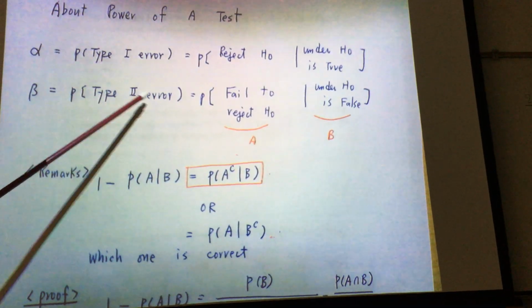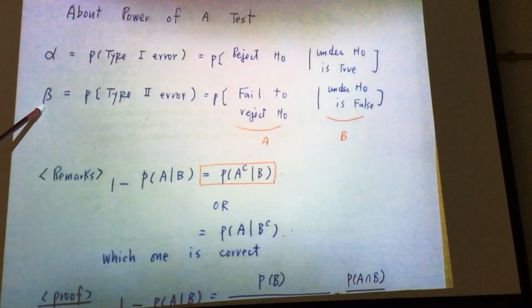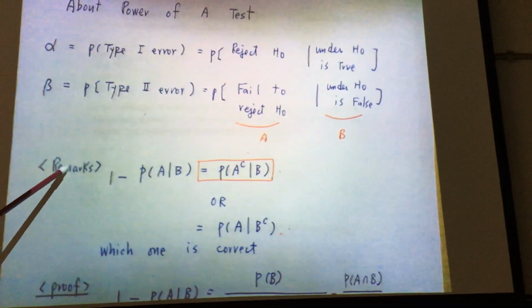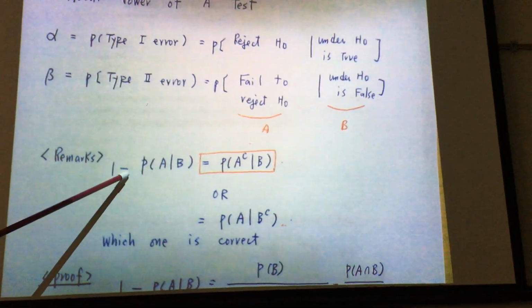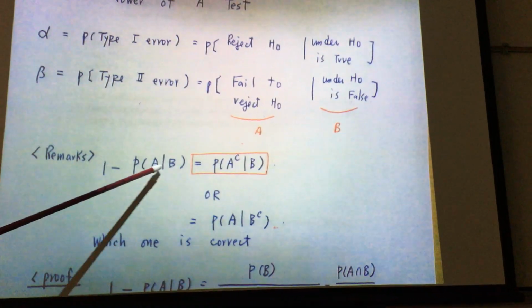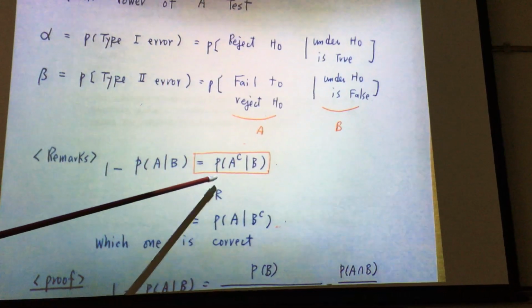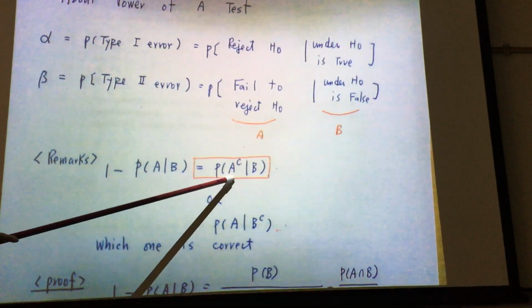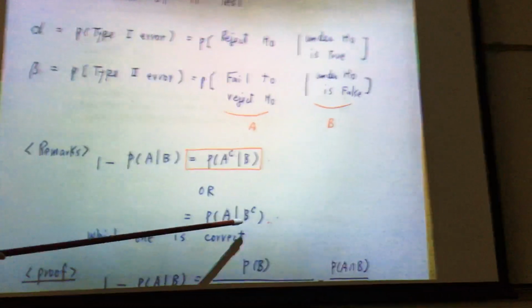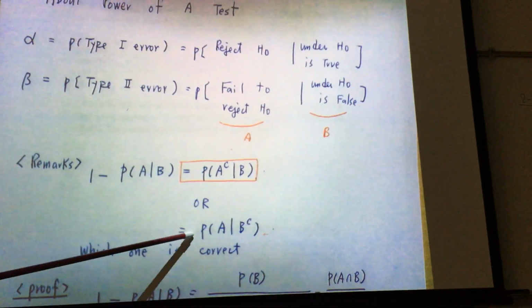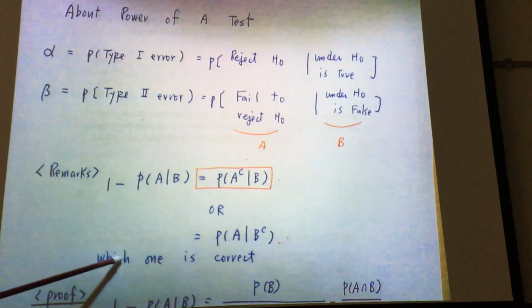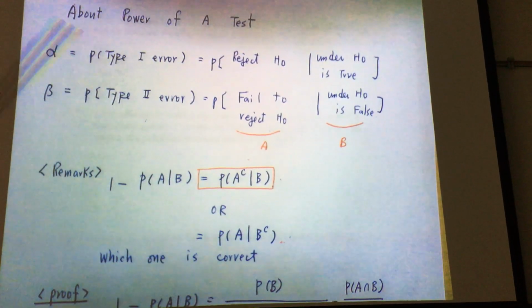Probability of making type 2 error is called what? Beta. Beta is the probability of making type 2 error. Now let's look at these remarks. 1 minus probability A given B, this conditional probability. Is that equal to probability A complement given B? Or what's the probability of A given B complement? Among these two, which one is correct? Let's see, okay?